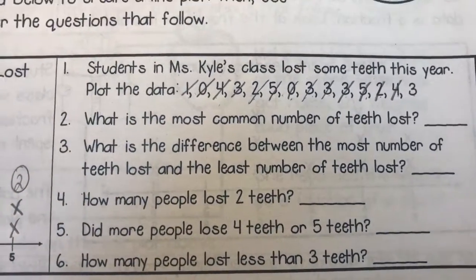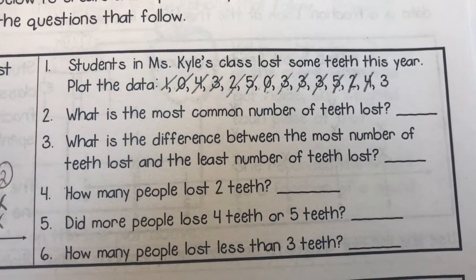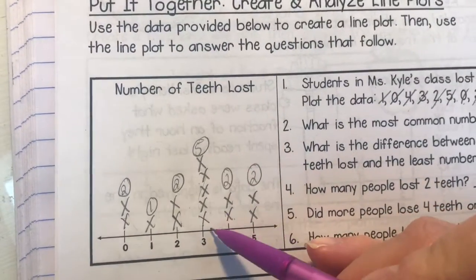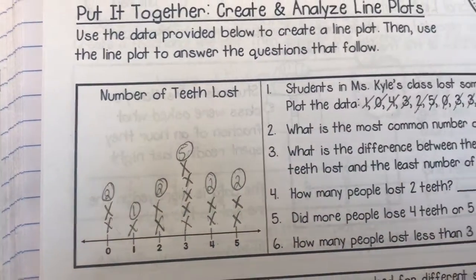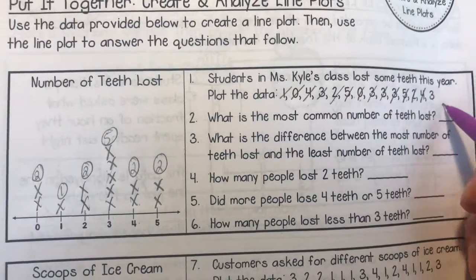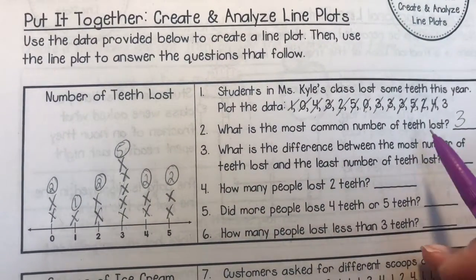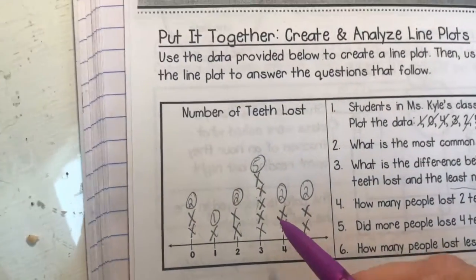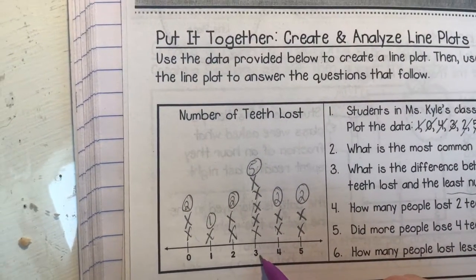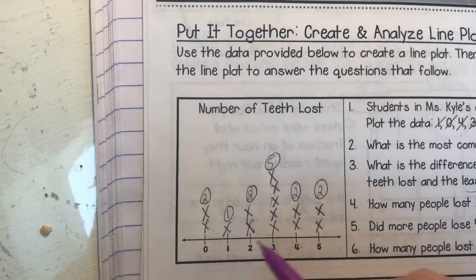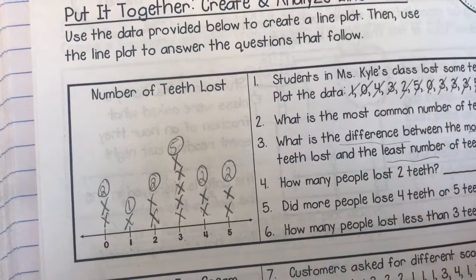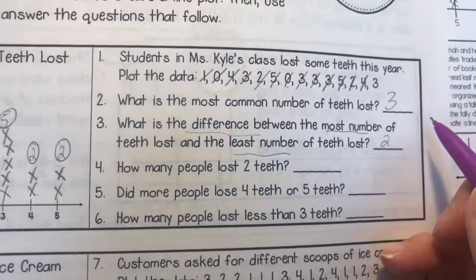These are some of the types of questions that they're going to ask you. What is the most common number of teeth? When it says most common, it will be the one that has been answered the most. So that answer is 3. What is the difference between the most number of teeth lost and the least? The most was 3 and the least was 1. So that would be 3 minus 1, because it said the difference between them. That would be 2.